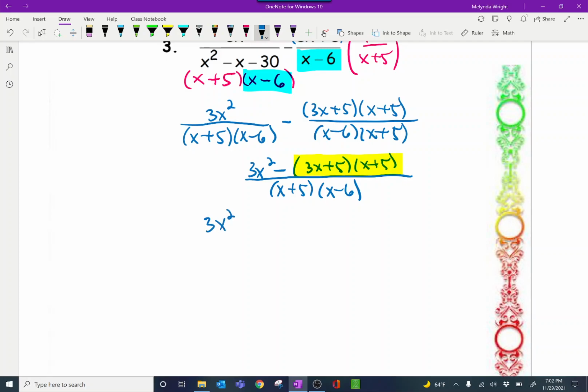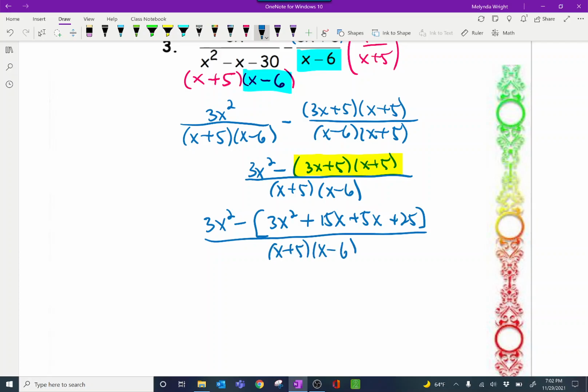All right, so let's do that. So I'm going to do a subtraction. I'm going to open up a bracket. We're FOILing. So 3x times x is 3x squared. 3x times 5 is 15x. 5 times x is 5x. 5 times 5 is 25. Okay, over my x plus 5, x minus 6.